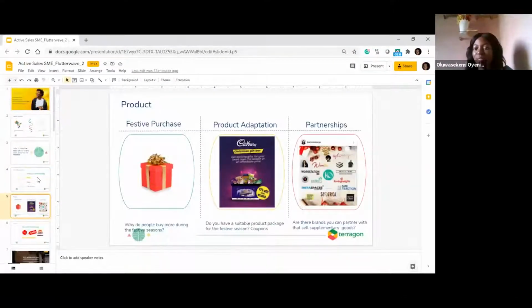Now, before I even begin this session, I'd like to know the products and services that the SMEs on this call have. So if you can drop a message in the chat box and let me know what you sell as an SME or what product or service you render, that would really help so that I can put a lot of these examples I'm giving into perspective. Okay, thank you, thank you.